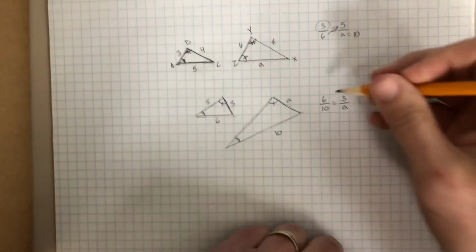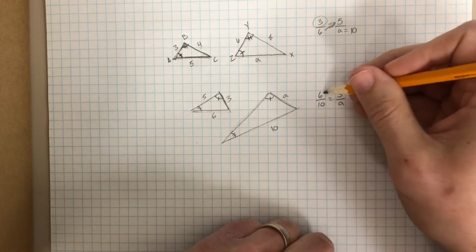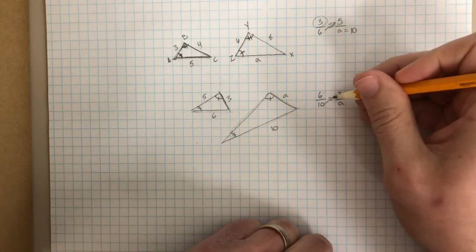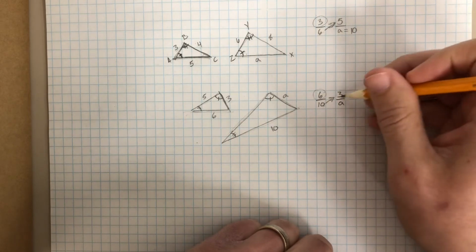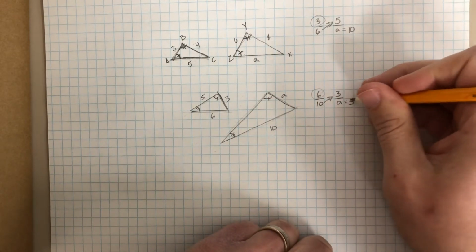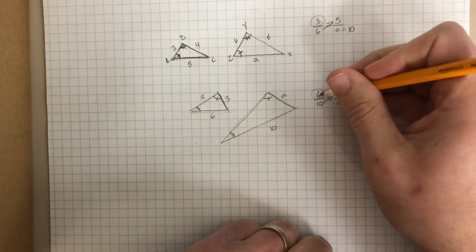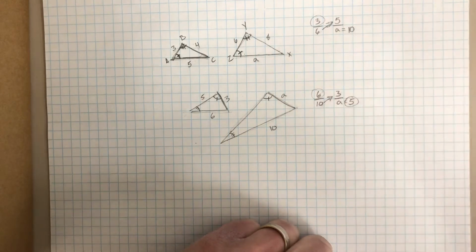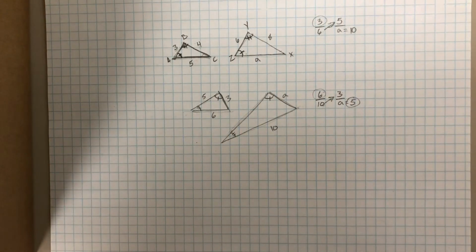Okay? Now, as I look at this, 6 is not half of 10, but it's proportional to 10. So what I can do is cross multiply, 10 times 3, and divide by 6. 10 times 3 is 30. 30 divided by 6 is 5. And I can see if I reduce 6/10, I would get 3/5. So length of side A is 5.